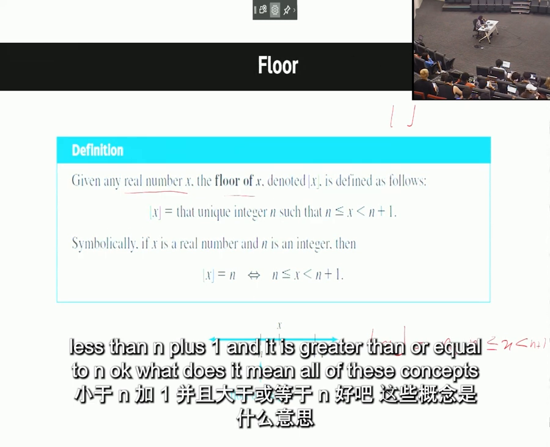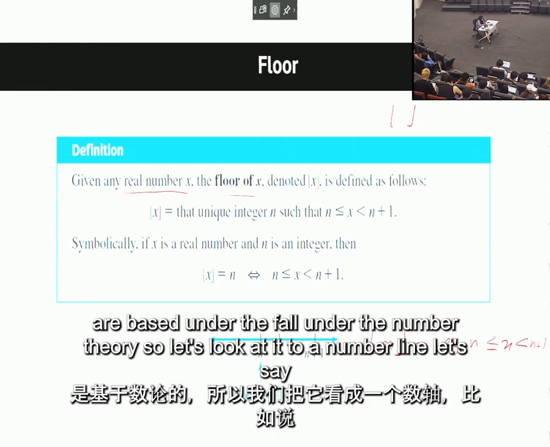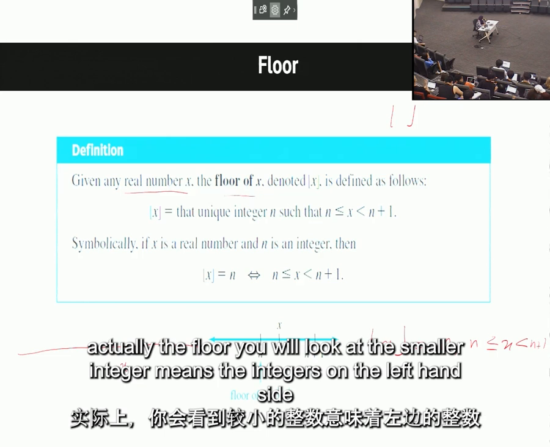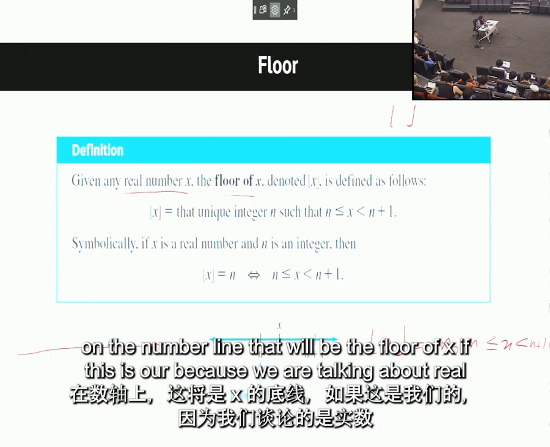Okay, what does it mean? All of these concepts fall under number theory. So let's look at it through the number line. Let's say this is x, a real number. How will you find the integer which is actually the floor? You will look at the smaller integer, the integers on the left hand side on the number line. That will be the floor of x.